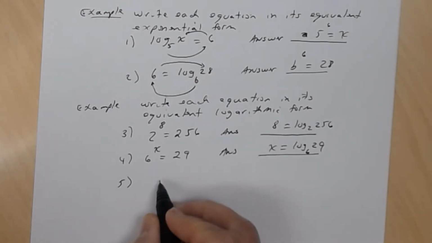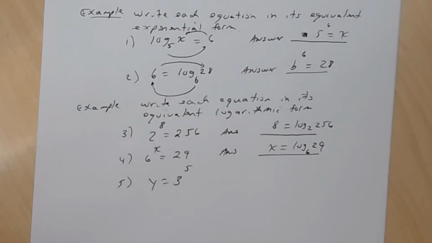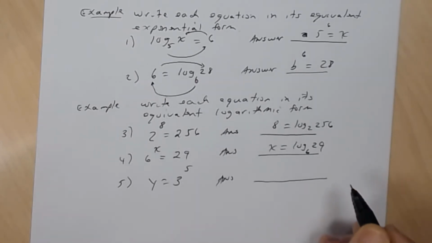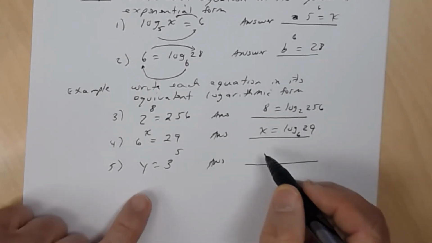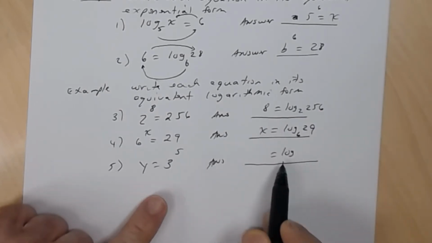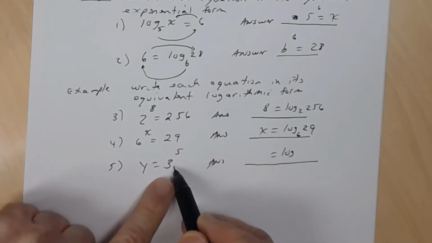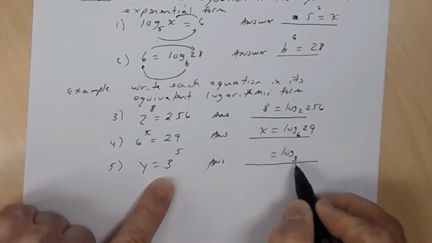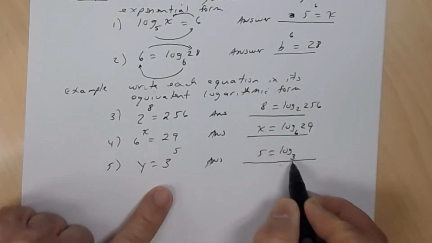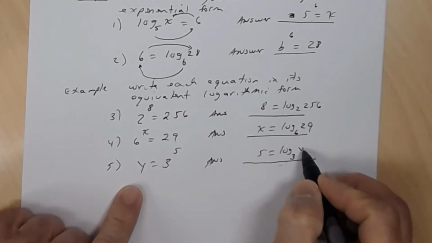Number 5, we have y equals 3 to the 5th. All right, no big deal, I can handle that. I want to change that to a log equation. So I say equals log. The log equation has to have a base. The base is this base, that's 3, so write it as a subscript. So we say 3, and my exponent's 5. So 3 to the 5th equals, and y goes here. Okay?